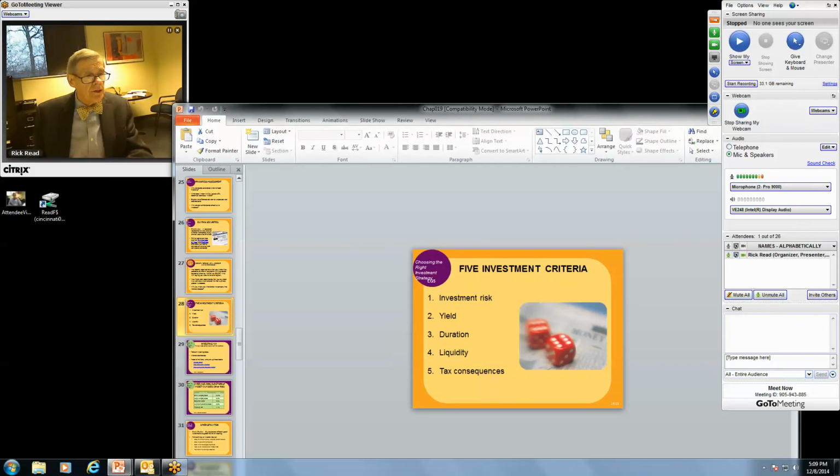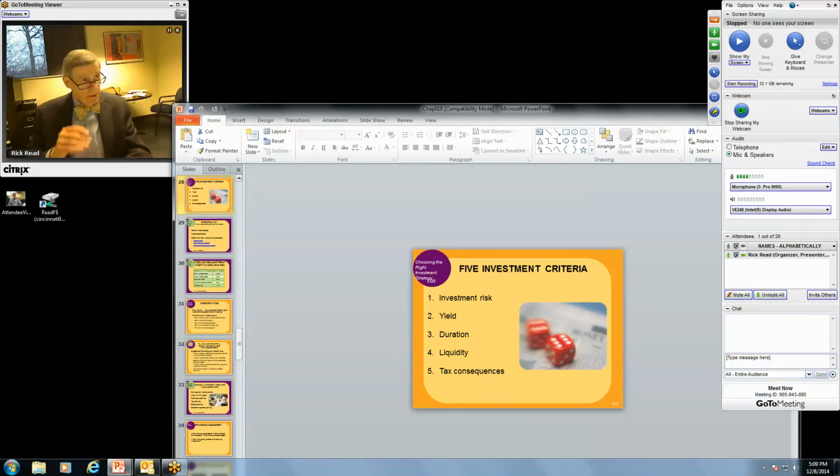These are the criteria that you have to think about and measure when you're going to buy any security. Every investment has a risk. And so you have to determine what the risk is, high, low, medium, and what your tolerance for risk is. Normally speaking, the younger you are, the higher tolerance for risk. And the older you get, the more you want a little bit less risk.